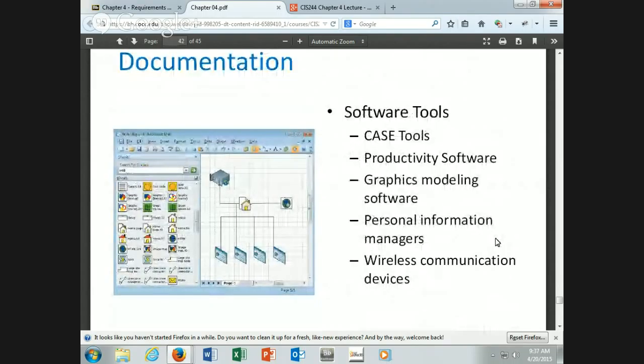So ways that we can document: CASE tools, productivity software. By the way, Word and Excel are beautiful things when it comes to documentation. Keep it short, keep it simple. However, Word and Excel do not necessarily create graphical representations. In Excel now, though, we have SmartArt. Where am I going to build an org chart? Right there in Excel or in Word. Processes, it's all there. It creates great graphical representations of what we're doing.